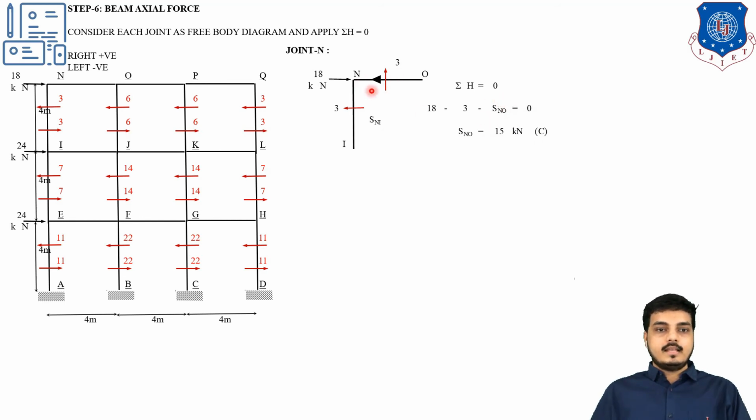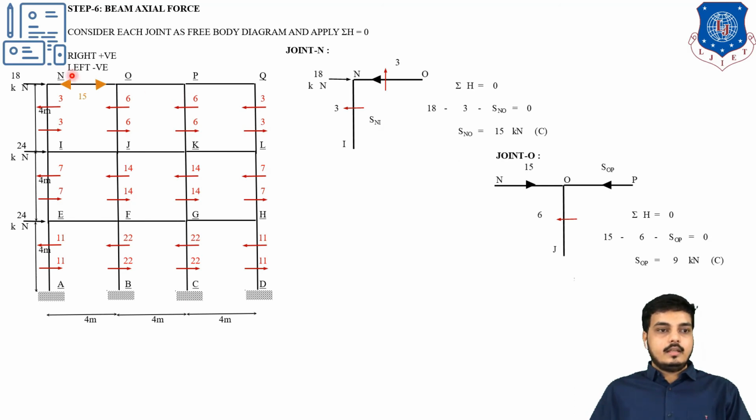So why have I assumed this S_NO towards the joint, or towards the left direction? Because you can see both the forces, this one is the highest one, so it is going in the right side direction. So I have assumed this one in the left side direction. You have to keep this in mind while solving the example, in which direction needs to be assumed.